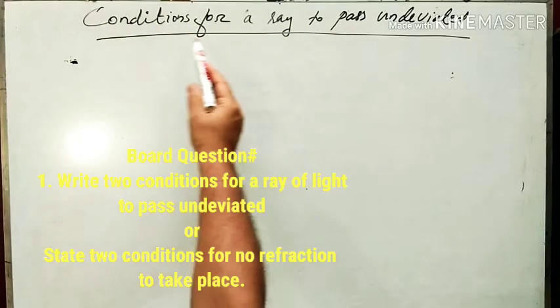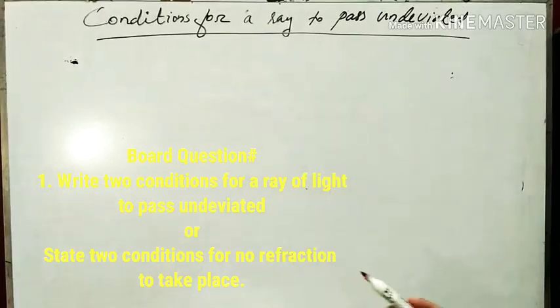What are the conditions for a ray to pass undeviated? You have to state 2 conditions for the ray of light to pass undeviated. It's an important board question. Come on, let's try to understand it.